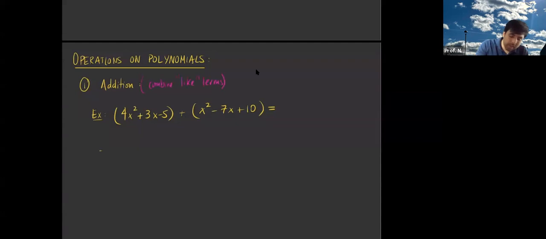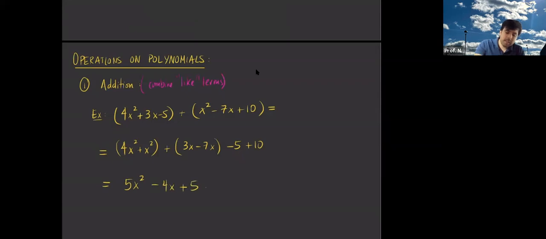So one way to do that is to just arrange all of the terms of the same kind. All the terms that have x squareds in them, put them together. All the ones that have x's in them, put them together. And all the ones that are constant, just regular numbers, put those together. And then we combine. So we get 5x squared, minus 4x, and finally plus 5. And that's the sum.